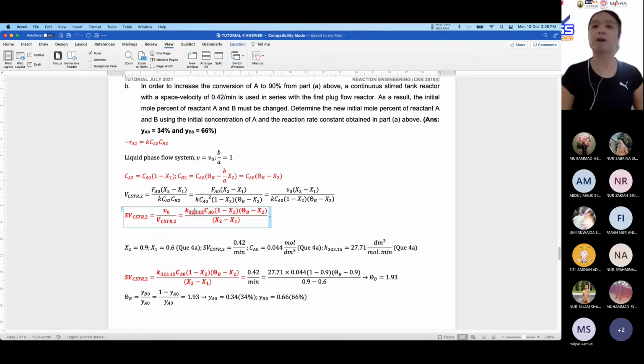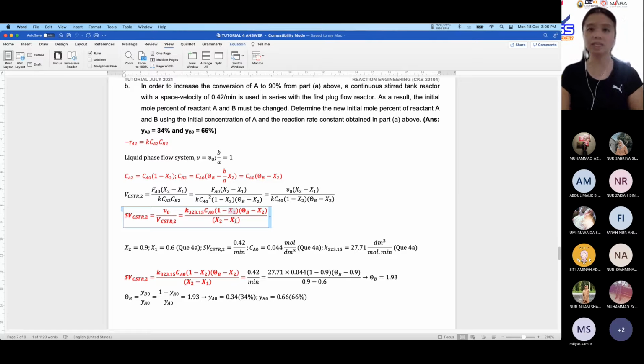Okay. K from part 1, you don't have to find another K. It was a K from part 1. CA0 pun daripada part 1. Tadi yang kita solve, kita dapat CA0. Kita guna balik sebab dia kata in the question says, using initial concentration and reaction rate constant obtained in part A above. Okay, done. So X2 kita dah tahu 0.9.